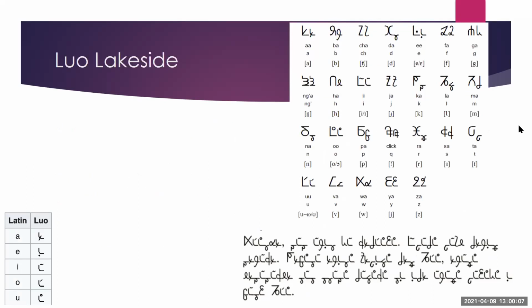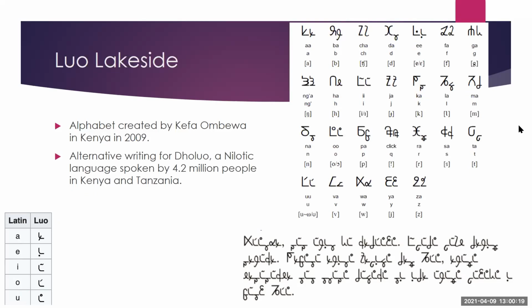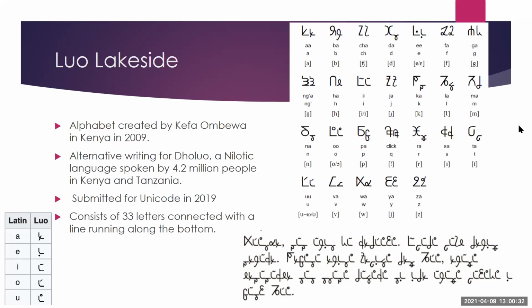And this one is called Luo Lakeside, and it's another alphabet which was created by Kepa Ombewa in Kenya in 2009. And it's an alternate for writing Dholuo, which is a Nilotic language spoken in Kenya and Tanzania. It was submitted to Unicode in 2019, but I don't think it's been accepted yet. And it consists of 33 letters connected with a line running along the bottom, which you can see.